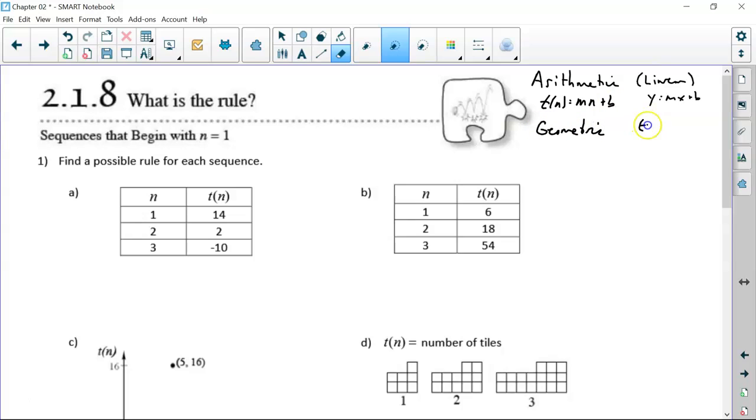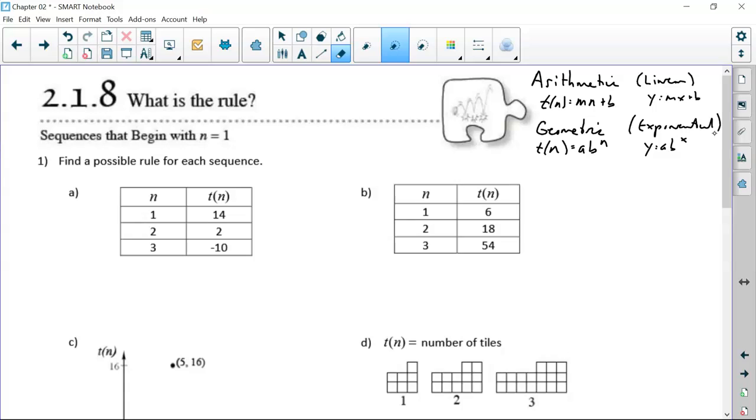And then we have our geometric. Those are our exponentials. That's that y equals a times b to the x, or for geometric sequence notation, t of n equals a times b to the n. Arithmetic is when we're adding the same thing each time. Geometric is when we're multiplying by the same thing each time.